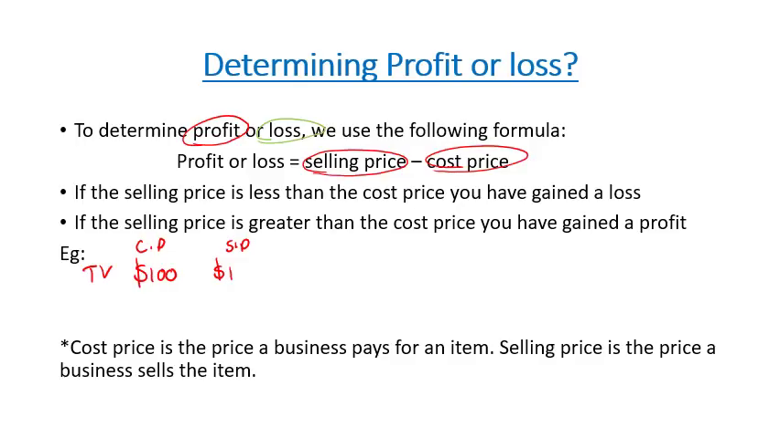is $130. So therefore, our profit, or our loss, we'll work it out first, and then we'll determine which it is. Our selling price, which is $130, minus our cost price, which is $100. That's going to give me an answer of $30, and I know it's a positive, which means that it's a profit. If I came out with a negative answer, then I would have had a loss.